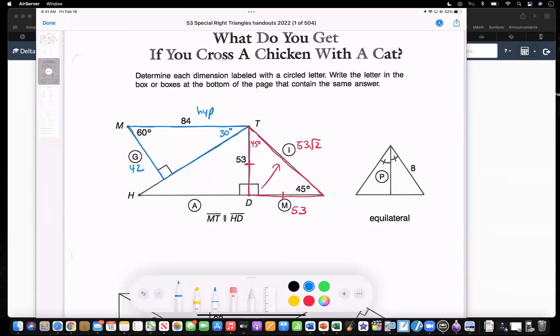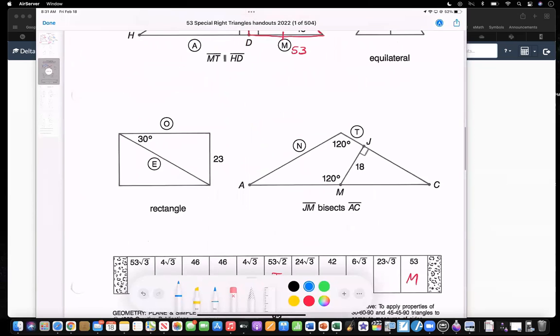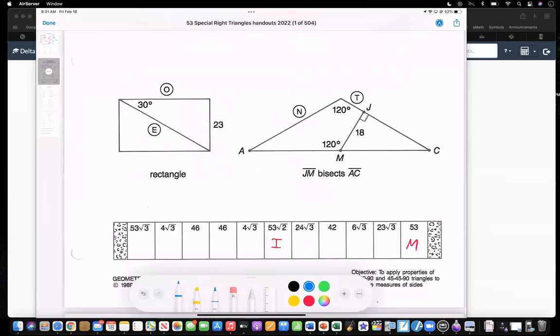Okay, so where we see 42, we put a G. So 42, we're putting consistent with right here. So that would be G.